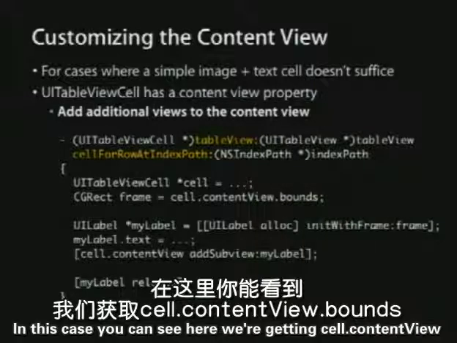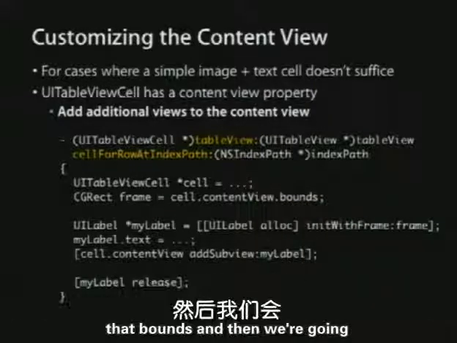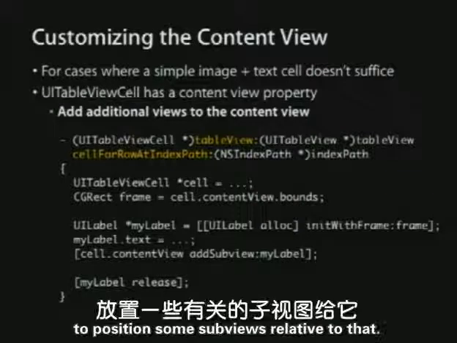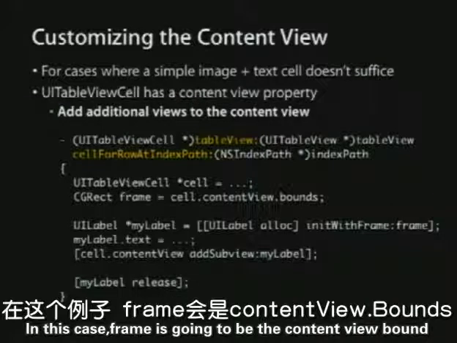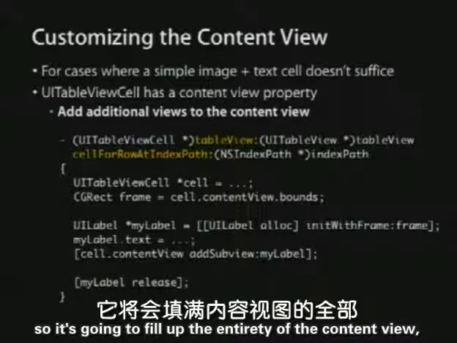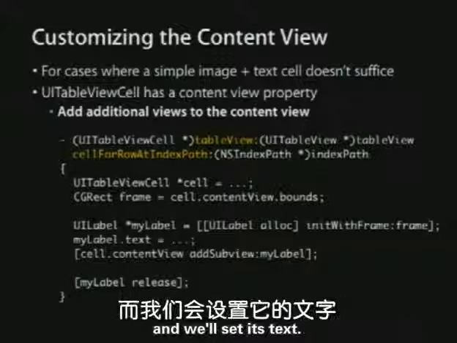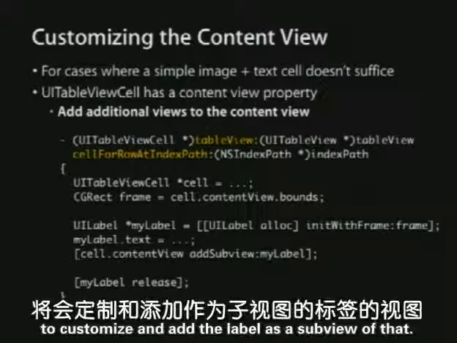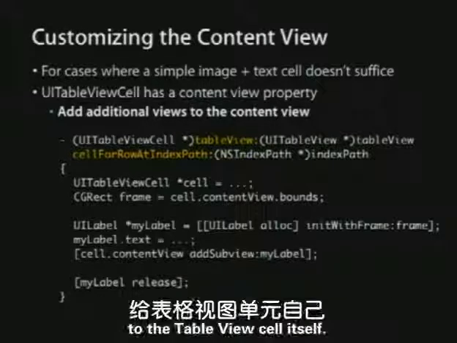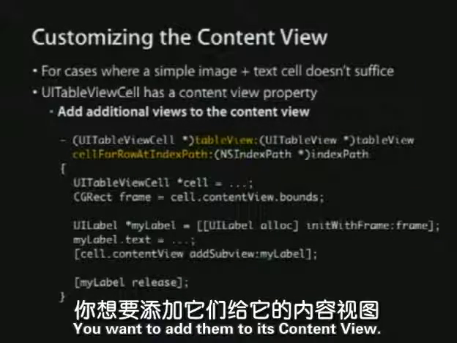In this case, you can see here we're getting cell.contentView.bounds, and then we're going to position some subviews relative to that. So we're going to allocate a new UILabel, initWithFrame. In this case, the frame is going to be the content view bounds, so it's going to fill up the entirety of the content view. And we'll set its text. We'll get cell.contentView, which is this view that we're going to customize, and add the label as a subview of that. Generally, you don't want to add subviews to the table view cell itself. You want to add them to its content view.